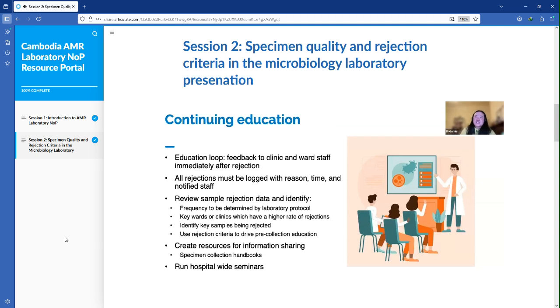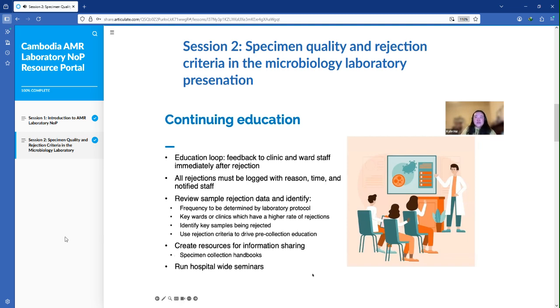You can also use the rejection criteria to drive some pre-collection education. With this data, if you can see that there is a ward that is struggling with collecting the appropriate samples, that ward can be targeted for re-education. And therefore we can start seeing any improvements after this education. And if it doesn't improve, is there an underlying issue? Are they running out of containers? Do they find it difficult to collect the sample itself? This is how you can start identifying where those key issues are.